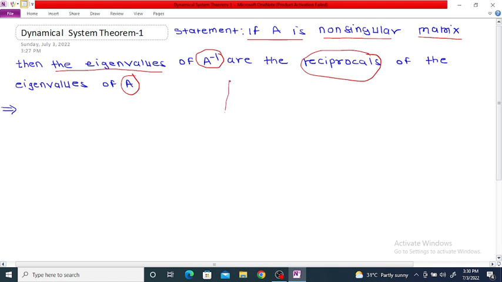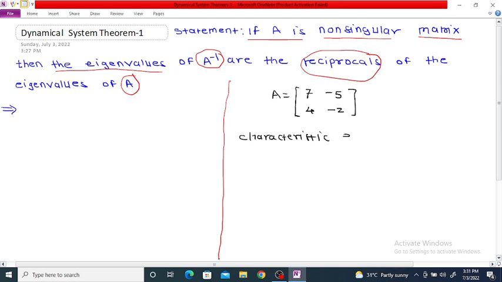So for example, consider a matrix A equal to [7, -5; 4, -2]. If we find its characteristic equation, then we get lambda square minus trace of A into lambda plus determinant of A.